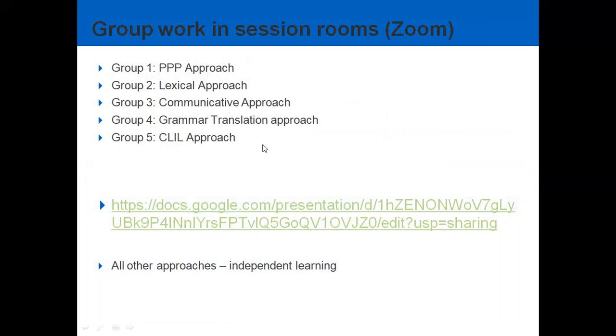So here I want to give to the first group PPP approach, to the second group lexical approach, to the third group communicative approach, fourth group grammar translation, and clear approach to the fifth group. Яғни 5 топқа бөліп мен сіздерді 5 әдіс тәсілдер жайлы талқылап жұмыс жасауымызға болады.